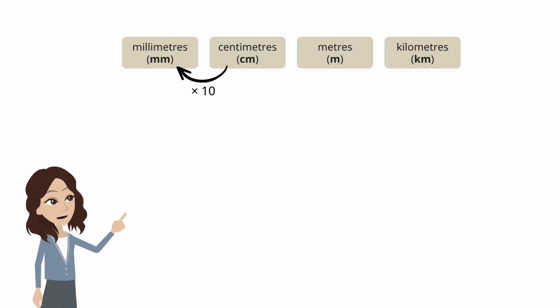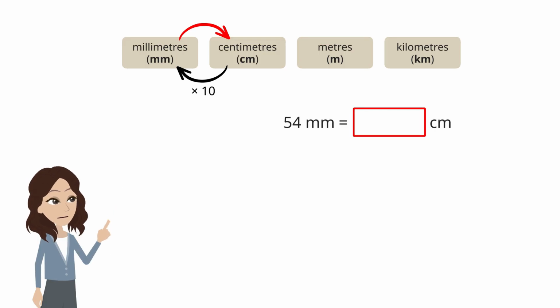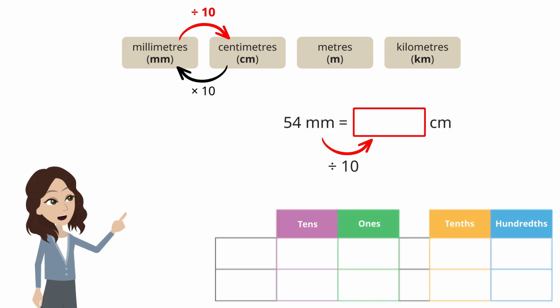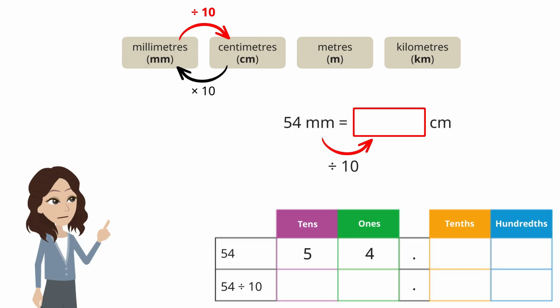Now, let us convert from millimeters to centimeters. What is 54 millimeters in centimeters? To convert from millimeters to centimeters, we divide by 10. Let's use a place value chart to help us again. When we divide by 10, each digit shifts one place value to the right.